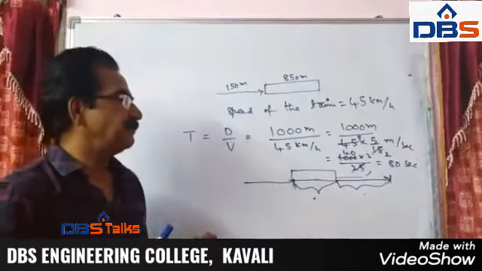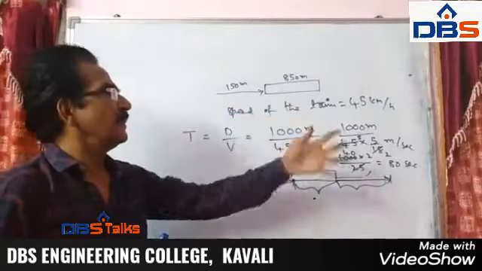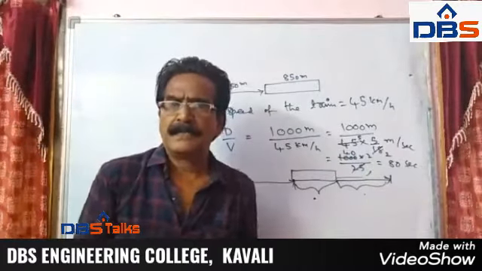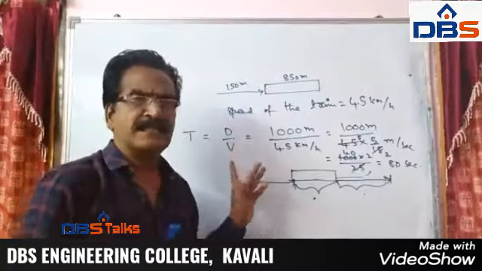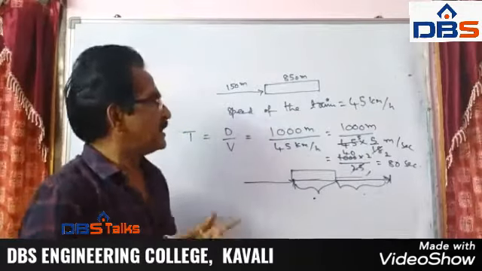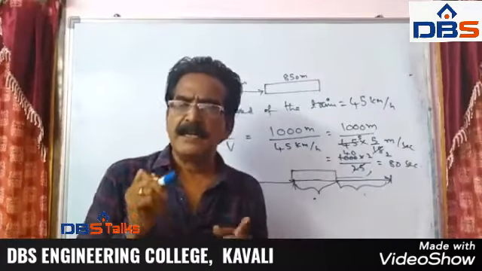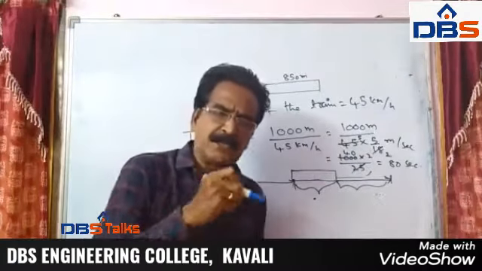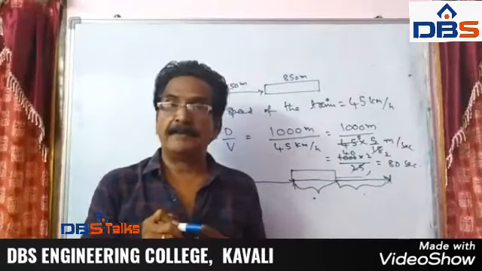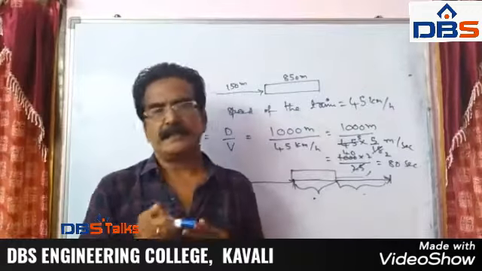Okay, friends, this is a very easy thing. Time means distance by velocity. That is the first step. What is the total distance the train traveled? Here the train is crossing a bridge. At that time, distance is equal to train length plus bridge length.